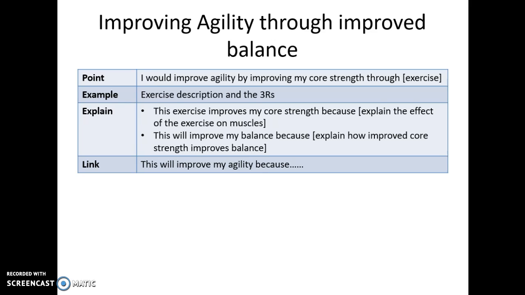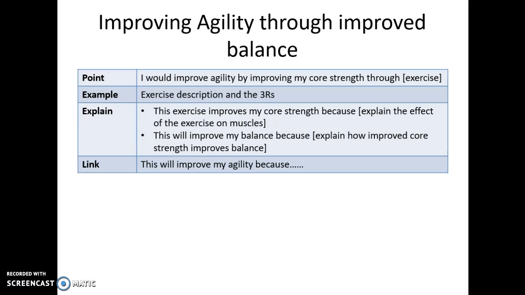And then I need to explain why my balance is going to improve because I've improved my core strength. This will improve my balance because having a stronger core will mean that I'm able to engage the core muscles front and back to maintain my balance when I'm on one leg. We could talk about centre of gravity as well, being situated behind those core muscles, so that when we engage them, we're aware of where our centre of gravity is.